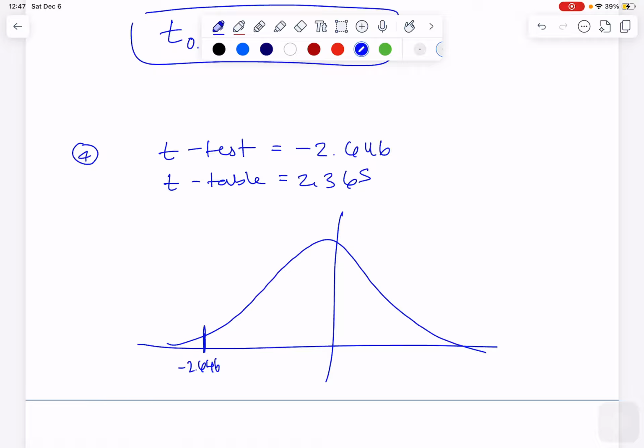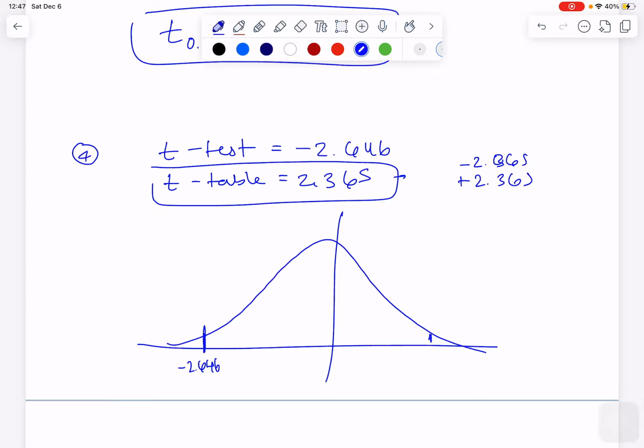And the T table, okay, it's one tail so it could be the right tail or it could be the left tail, so this is interchangeable. It could be negative 2.365 or it could be positive 2.365, depending on the tail. They told you one tail, they didn't tell you the right tail or the left tail. If there are two different tables and it's the left tail, it would be exactly the same numbers but all of them negative, so we change this to negative 2.365.